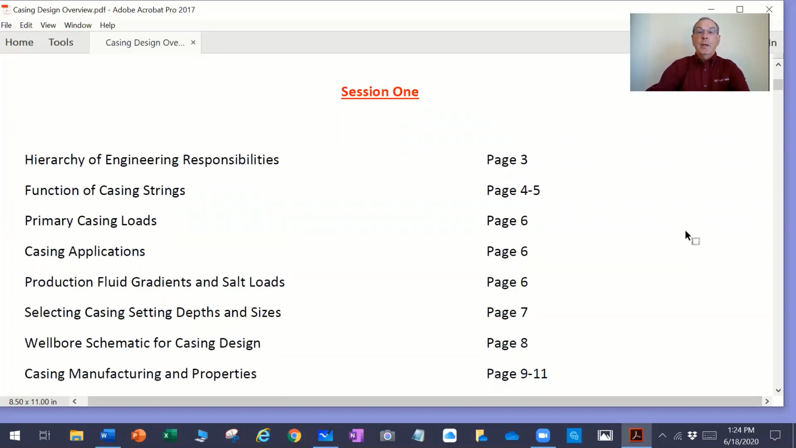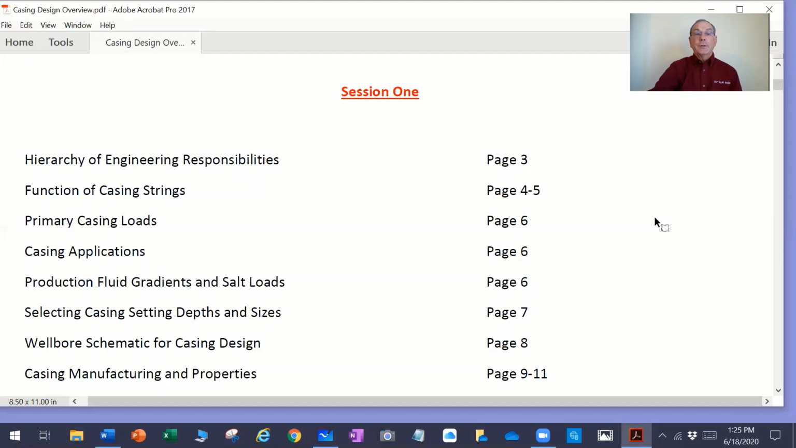In session one, I intend on discussing the hierarchy of engineering responsibilities related to casing design, the functions of the various casing strings, and the primary casing loads that we calculate when we're doing casing design work. I will talk about the casing applications in which the casing strings are being utilized. I will discuss the production fluid gradients and salt loads that the various casing strings can be exposed to.